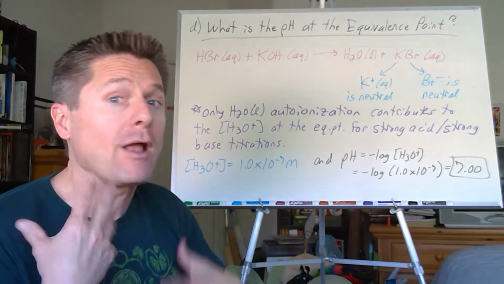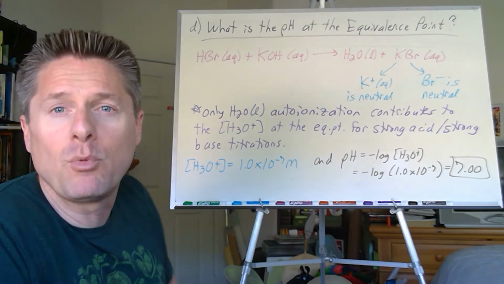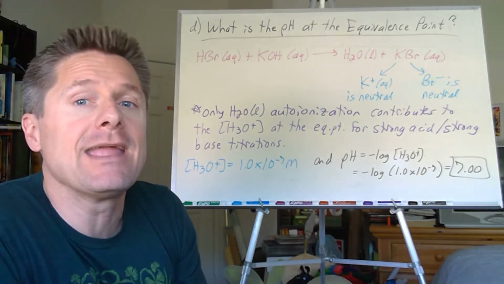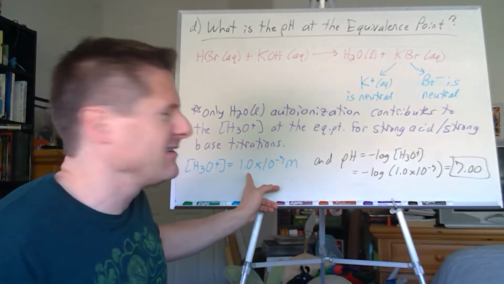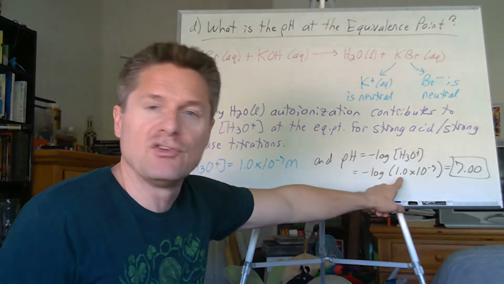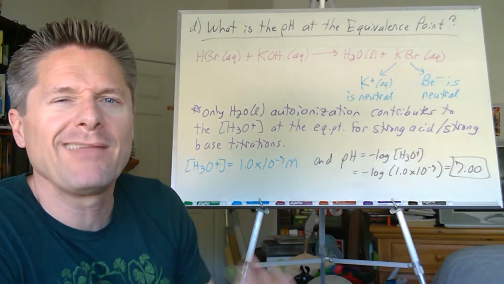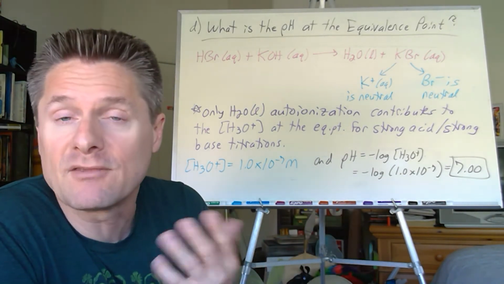Remember, in the background, there's always water autoionization, which produces a concentration of 1.0 times 10 to the minus 7 molar OH minus and H3O plus. So if we take the negative log of that, depending how many significant figures you use, I just use 2 sig figs, that would give us 2 decimal places, 7.00. We're just approximating here, so 7.0 is fine.